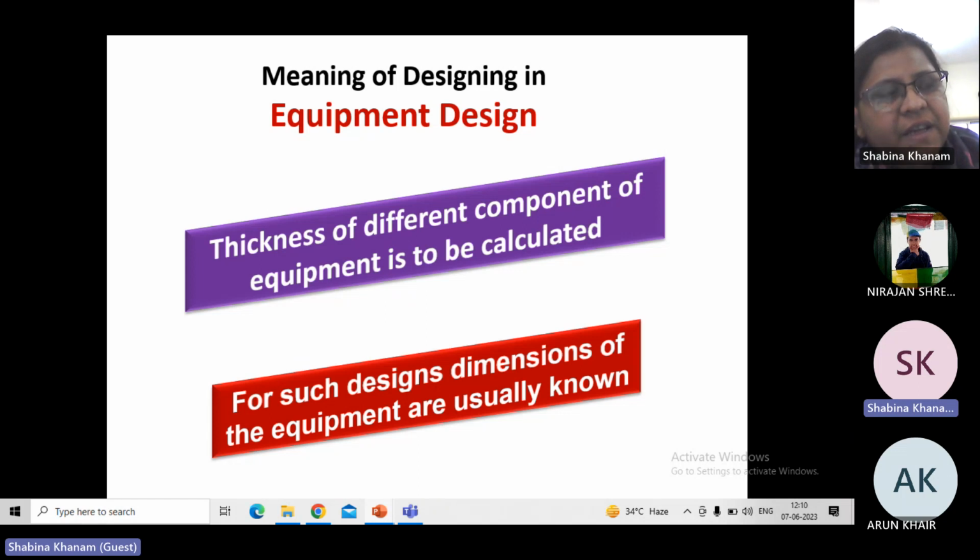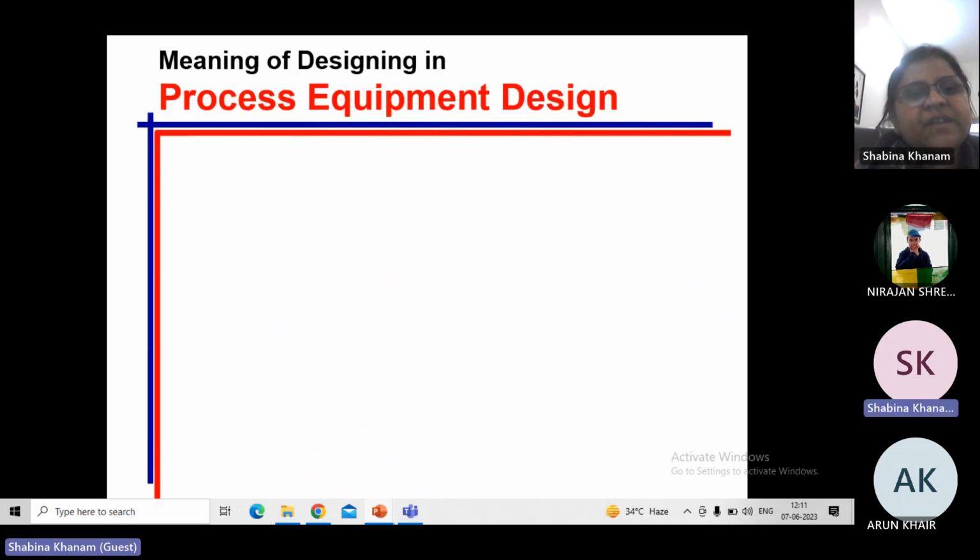If I consider the heat exchanger, the design will be the length, the diameter, and the inner accessories. Inner accessories means the tubes, tube support, baffles, all these, how you need to consider in design, that we will study over. So dimensions you need to decide first, and then you can calculate the thickness of different equipment based on the previous course. So that is the meaning of designing.